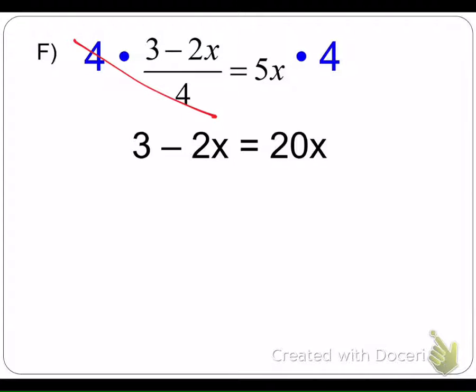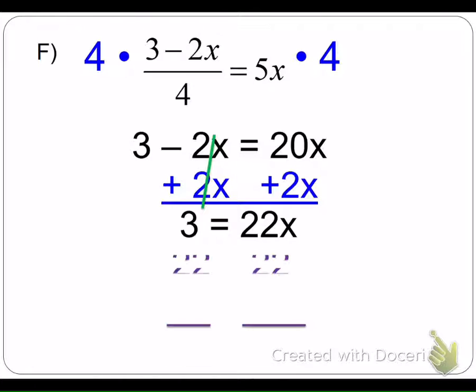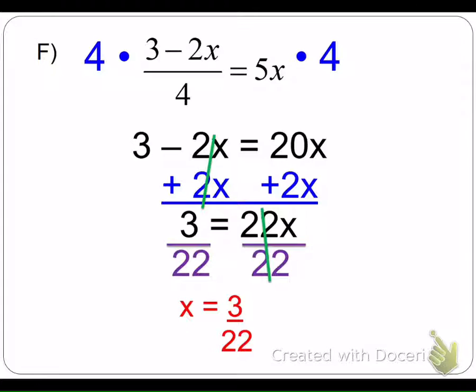And then on the right, you actually have to multiply the 5x and the 4. I've seen some people multiply the left by 4, cross it out, and then they just sort of forget about it. Remember, this is a balance. Whatever you do on one side, you have to do on the other. Now I can add the 2x. Good. So I have 3 equals 22x. Divide by 22, and I just get 3/22.